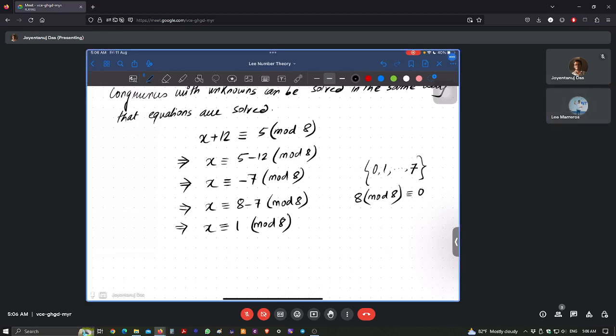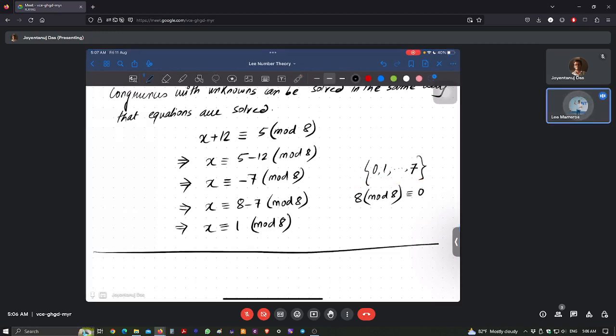Whenever we try to find the solution for an unknown variable, the tradition is to give the solution in positive terms. So if the modulo is n, we'll try to give the solution from 0, 1, up to n minus 1.